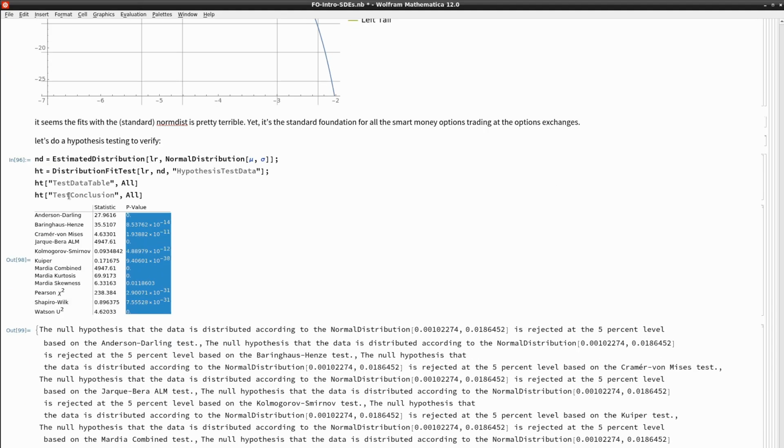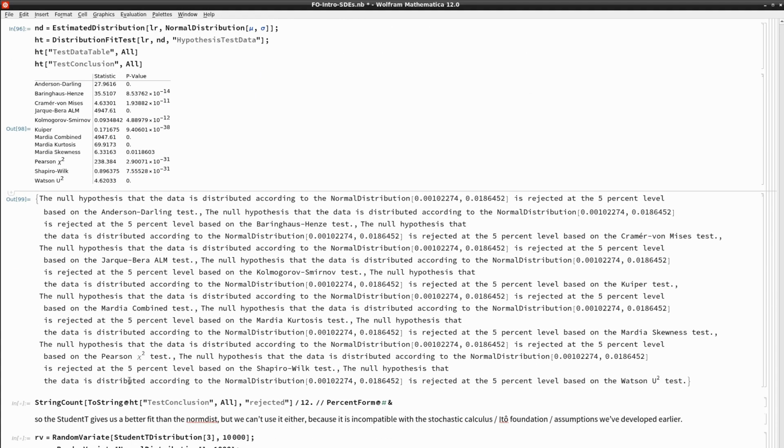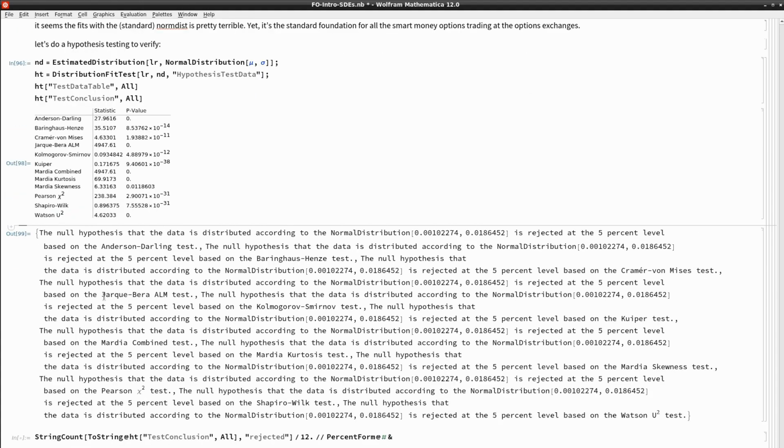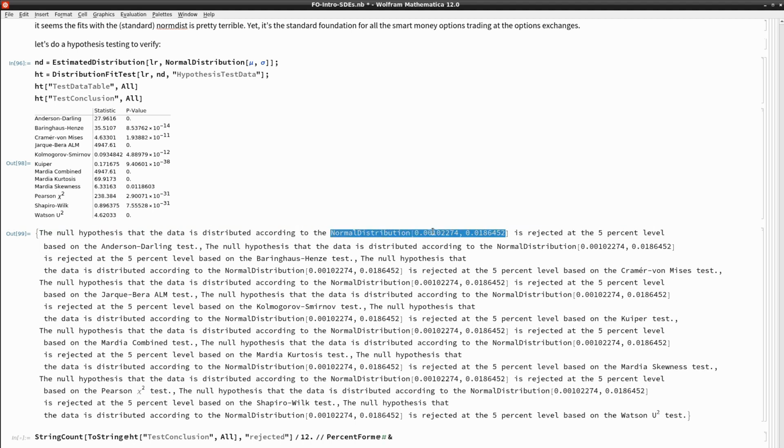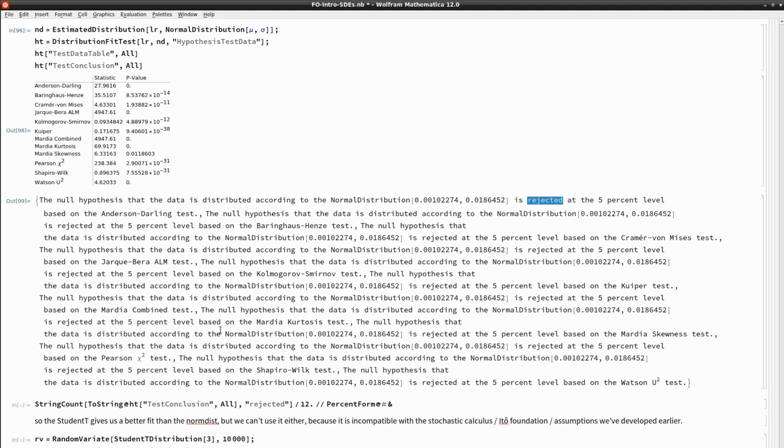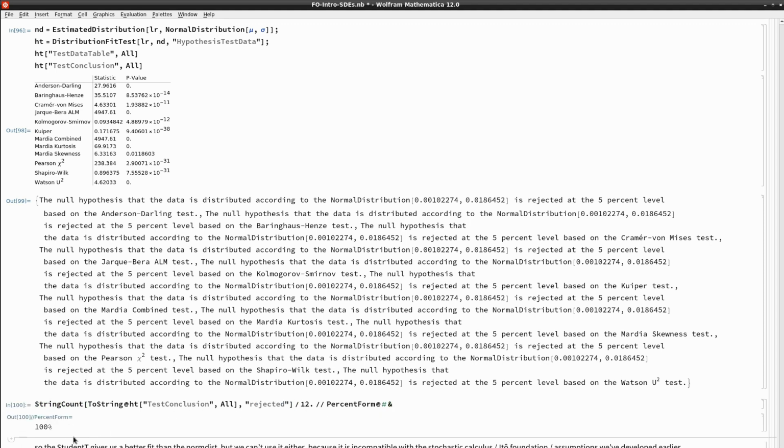And with test conclusion, we even get a full natural language sentence that tells us what is going on with that test. So let's just take the first one, Anderson-Darling. We get the null hypothesis that the data is distributed according to the normal distribution with these parameters is rejected at the 5% level. And we get the same message for all of them. So I just was lazy and I put all of these tests together, made them one big string, and then counted the word rejected in them and divided by 12. So we get 100% of the tests. These 12 are rejecting it.